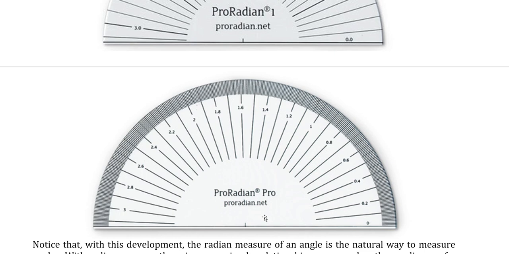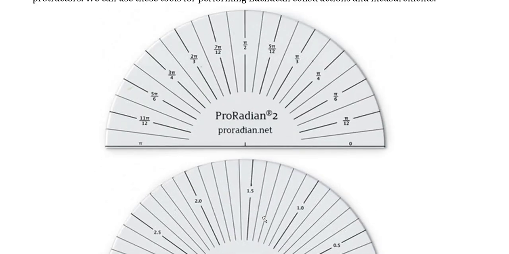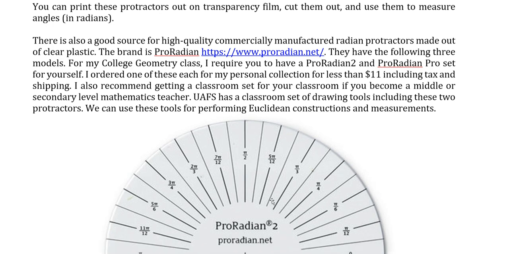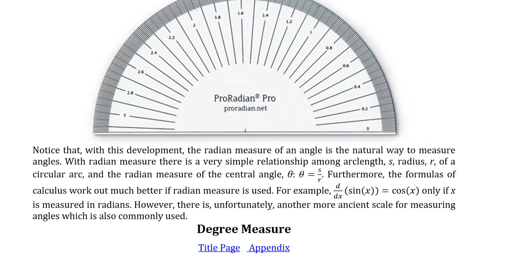So using this one, you can measure an angle in radians to the nearest hundredth of a radian. So what I require my students to do is to buy a ProRadian Pro and a ProRadian 2 from this ProRadian website. I was able to get mine maybe a couple years ago, just ordering those two things, along with shipping and taxes and everything. It was less than $11. It might have gone up, but it should be not too far off of that.